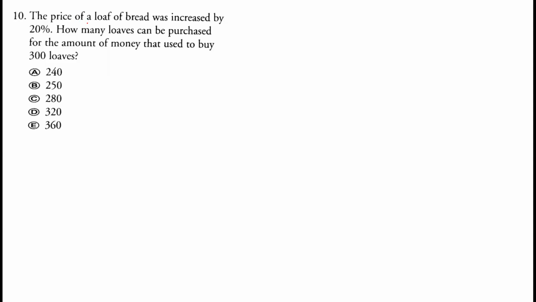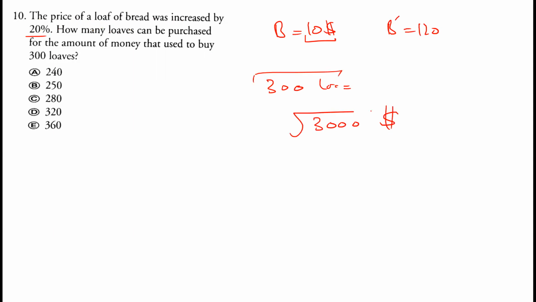Question 10. The price of a loaf of bread was increased by 20%. Now let's suppose the bread was $100. Now it is $120 because it increased by 20%. How many loaves can be purchased for the amount of money that used to buy 300 loaves? So 300 loaves of bread, and if each is $100, you have to pay $30,000 to get 300 loaves. Now, how many loaves can we buy if the price has gone up to 120?